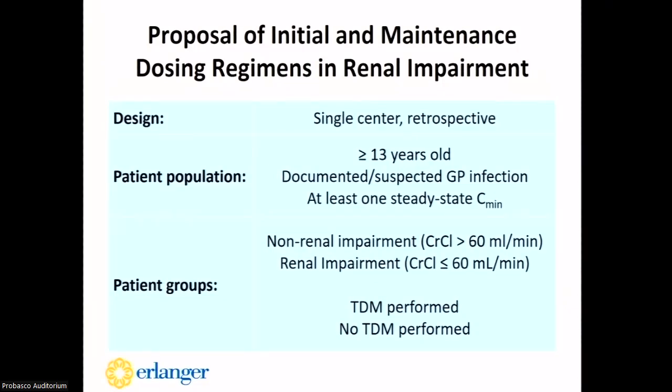So now let's talk about some possible adjustments to linezolid dosing that could decrease the potential risk for the toxicity of thrombocytopenia development in these patients with renal impairment. This was a single center retrospective study done in Japan. It was published in 2021, and it included patients who were at least 13 years old. They had a documented or suspected gram-positive infection and at least one steady state linezolid trough value.